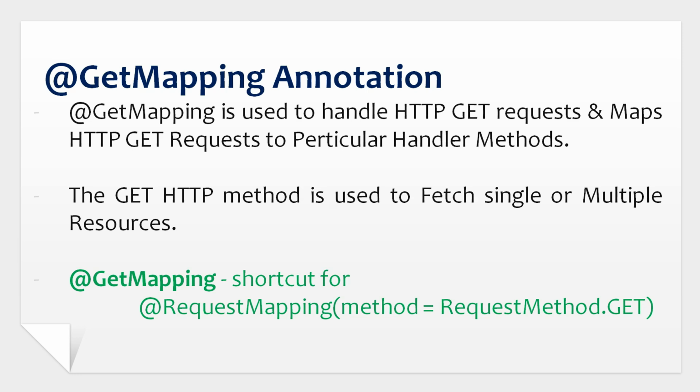This GetMapping annotation is inherited from the RequestMapping annotation. GetMapping is the shortcut for the RequestMapping annotation. Instead of specifying the RequestMapping annotation with a specific method type, we can simply use the GetMapping annotation. With the help of GetMapping annotation, we can easily define endpoints of a REST API and handle different HTTP requests. Okay, let's move to the STS IDE to understand more about the GetMapping annotation.